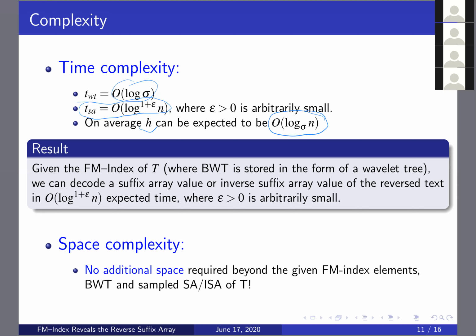But if we combine all these things, we see that we can extract the suffix array and the inverse suffix array of the reverse text in time log to the 1 plus epsilon sigma n for some small epsilon values. For the space complexity, we are not using any additional space. So we reach this result without using any additional space.